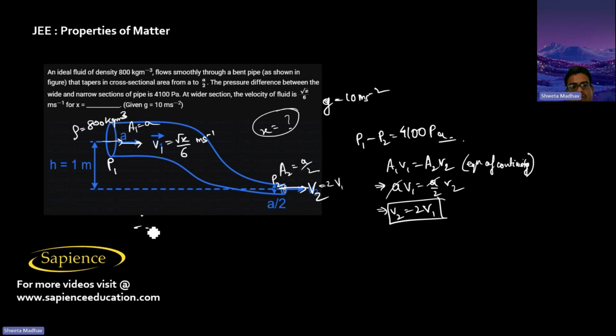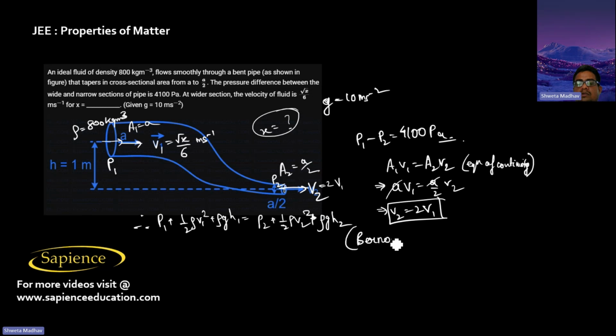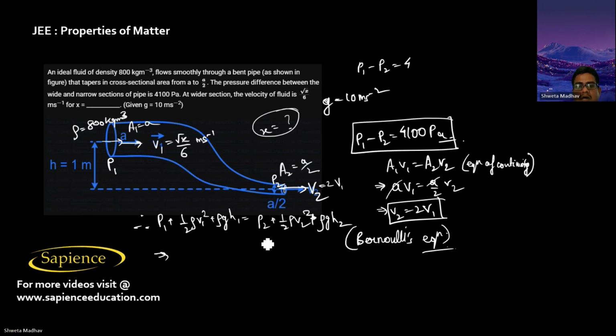Now we can say P1 plus half rho V1 square plus rho g h1 is equal to P2 plus half rho V2 square plus rho g h2, which is according to Bernoulli's principle. So it is the Bernoulli's equation. Now the pressure difference, P1 minus P2, is given as 4100 Pascal.